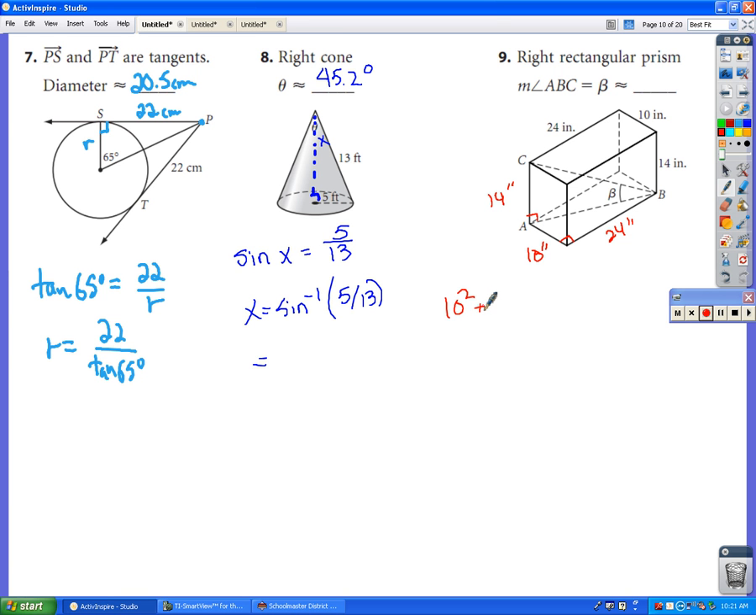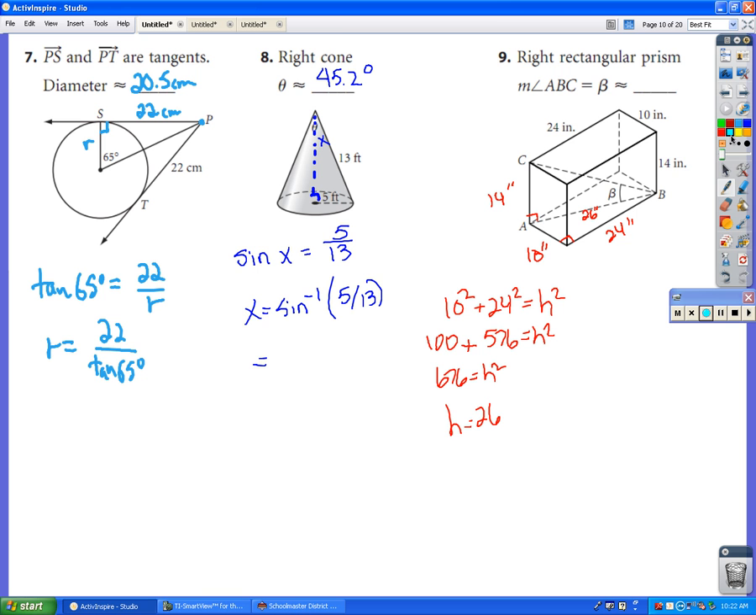So 10 squared plus 24 squared equals that hypotenuse squared. So 100 plus 24 squared is 576 is equal to the hypotenuse squared. So if I want to figure out what the hypotenuse is, I need to take the square root of those two things added together. And the square root of 676 is 26. So that means this side right here is 26 inches long.